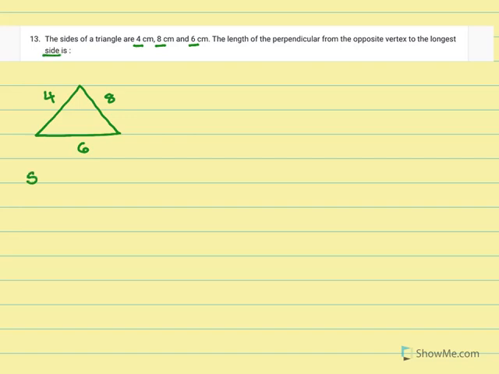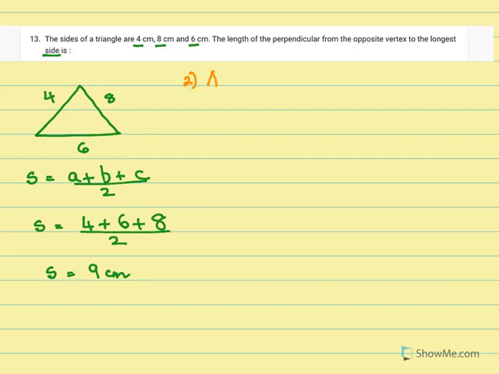To find the area, we know S equals (a plus b plus c) divided by 2. So S equals (4 plus 6 plus 8) divided by 2, and my S will work out to 9 centimeters. In my second step, I need to find the area, and that will be the square root of S minus a, S minus b, S minus c.